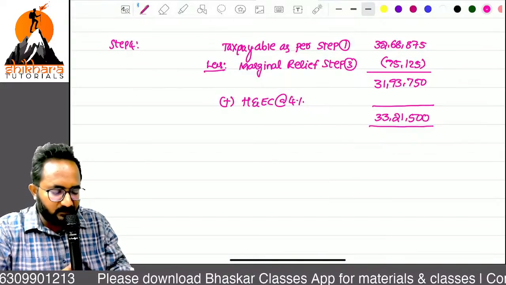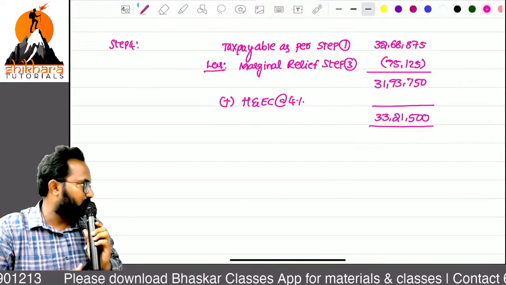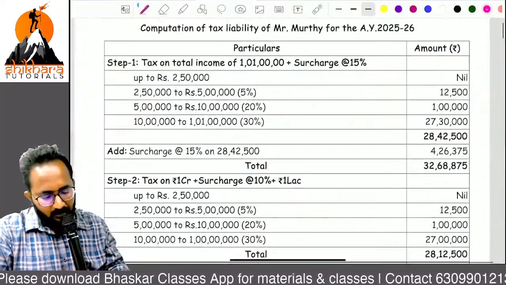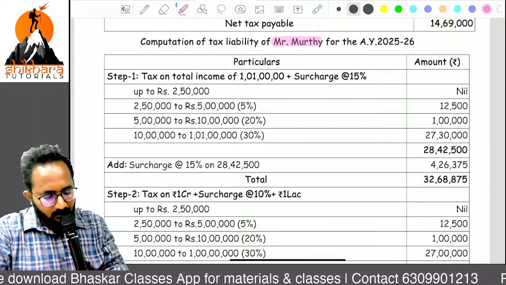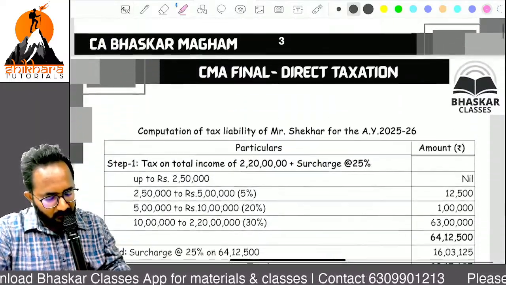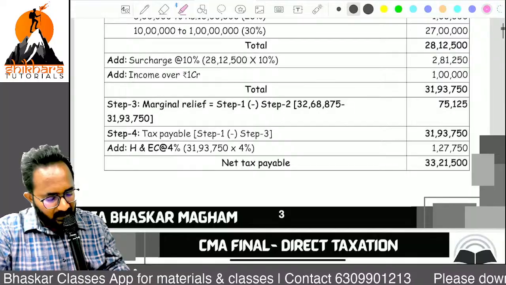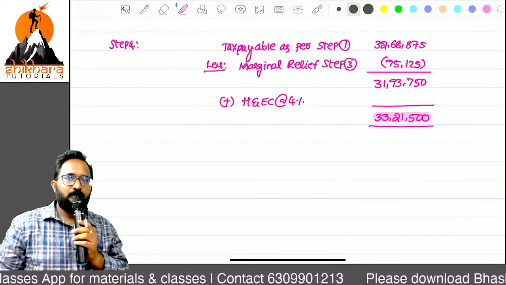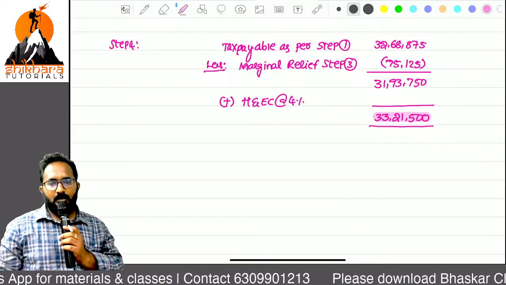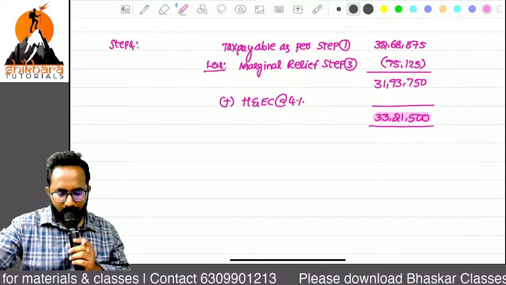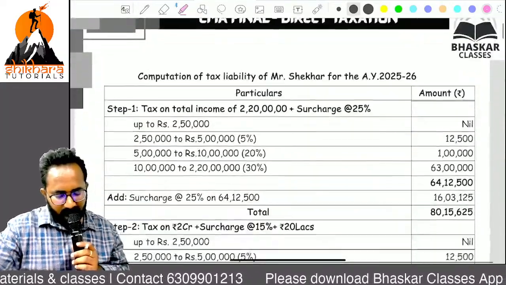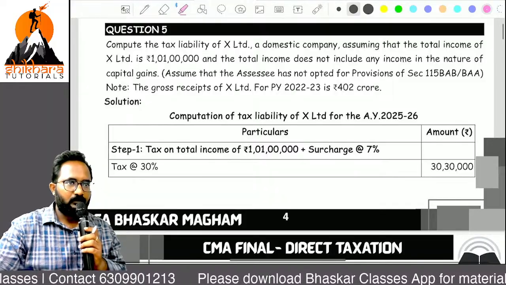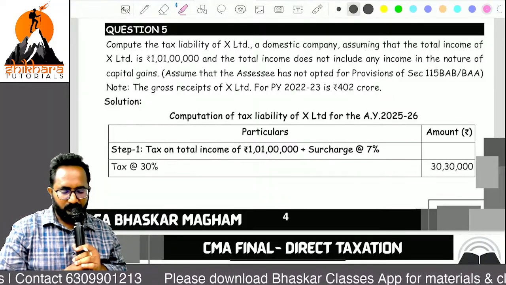33,21,500. Whether the answer matches with our workbook or not, you can check it out. 33 lakh. Yes, second question. Multiple questions we solved. So the final tax computation, if you check, is 33,21,500. Clear? Now my next question, question number 5, we can solve.